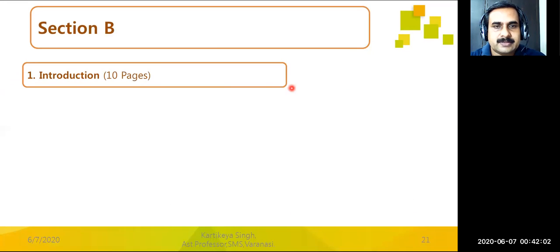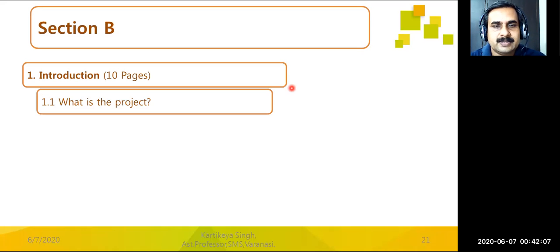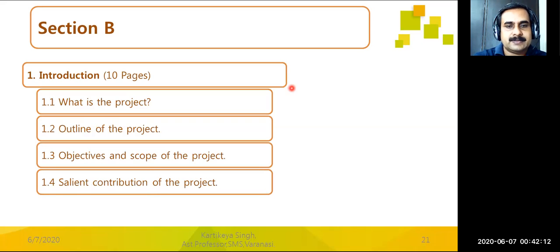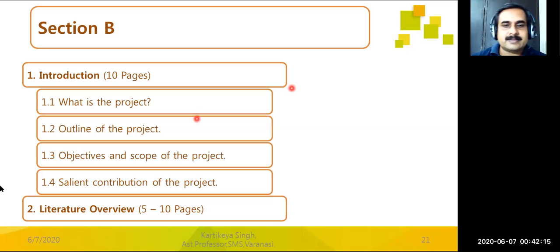So let's start with section B, and in section B, introduction. In introduction, there are 4 topics, and then extensive literature review is there. So in introduction: what is the project, outline of the project, objective and scope of the project, and salient contribution of the project. At the end of this lecture video, we are also going to cover literature overview, and we are going to utilize 5 to 10 pages to do this. And in introduction, while covering all these 4 parts, we are going to utilize 10 pages.